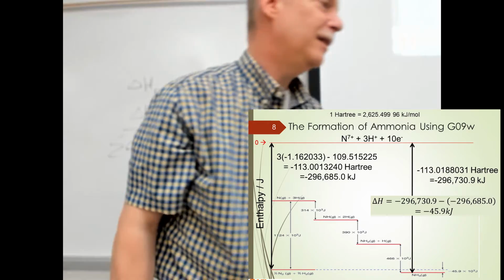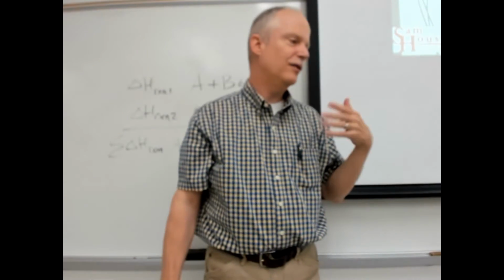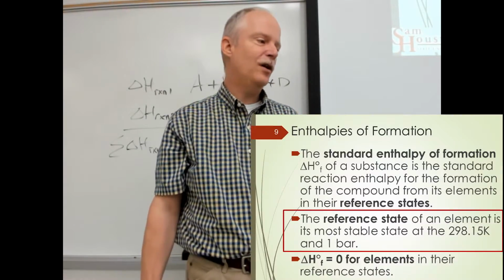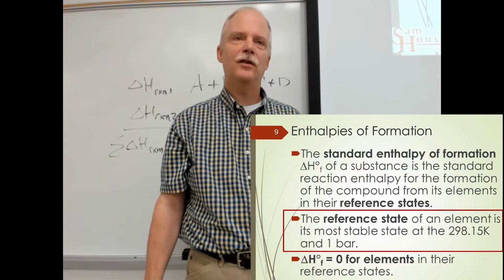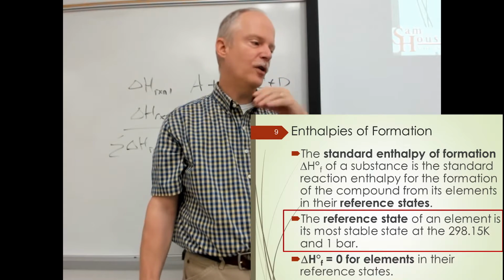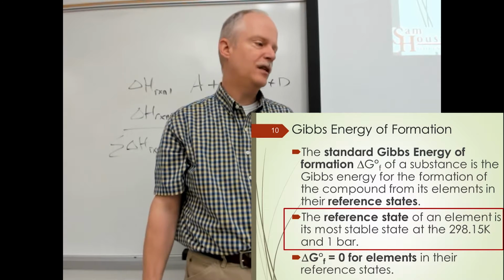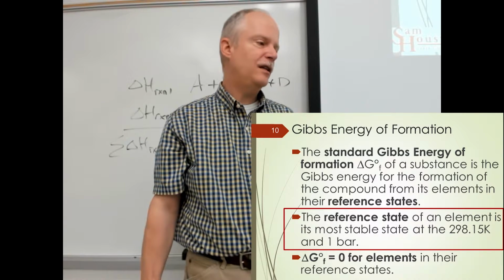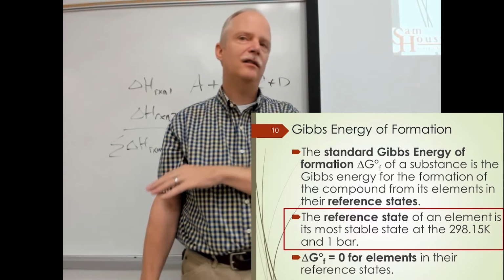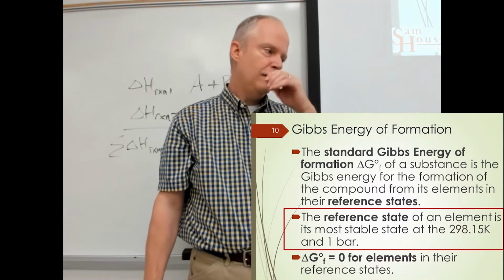So the reference state for enthalpies of formation is a pure element in its most stable state at 298 K and 1 bar. So for oxygen, that's O2, etc. Same thing for Gibbs energy. Different reference state for Gaussian than for this.